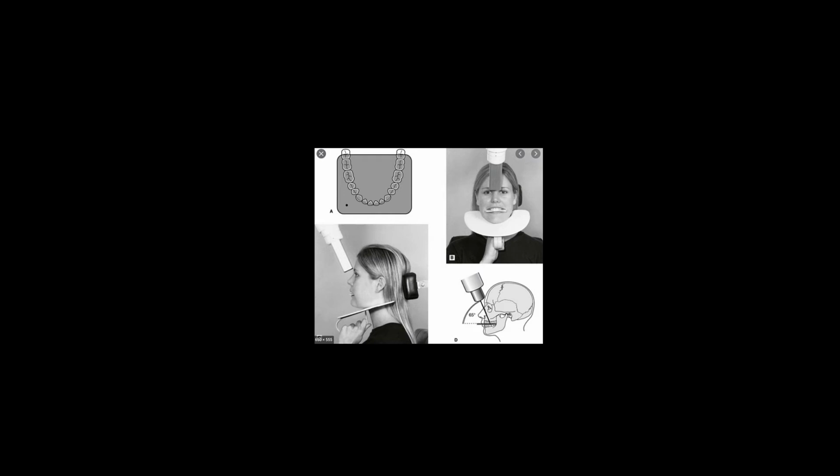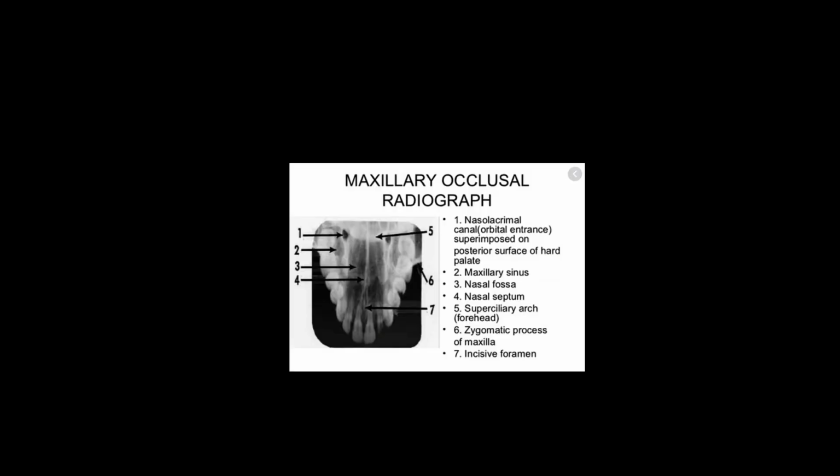Because that angle is not 90 degrees, you will get elongation of the teeth, and that is expected for an occlusal film. Imagine if the beam was coming from the top of her head, her entire frontal bone would be superimposed onto the teeth and you see nothing. So when we take occlusal films of the maxilla, we're expecting elongation, as you see in the slide, and that's rather important.